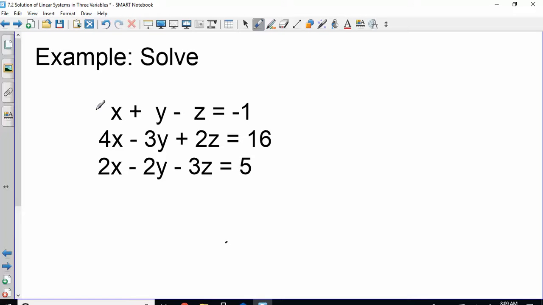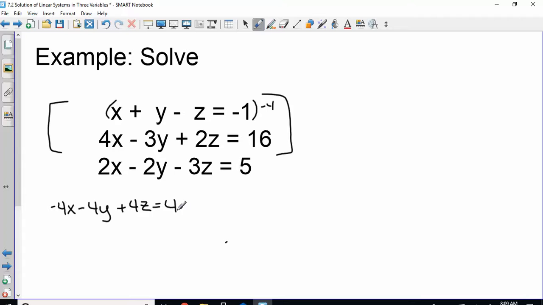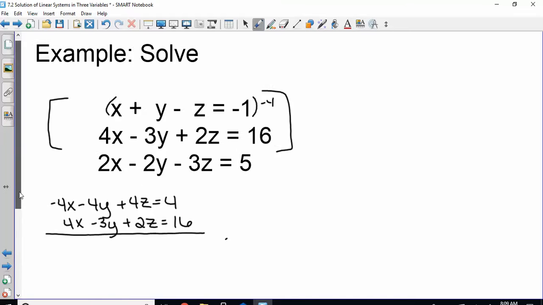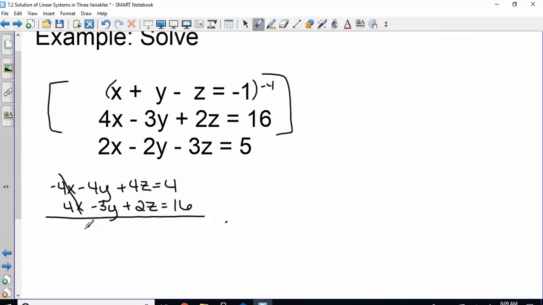So for instance, let's start with the first 2 equations. If I just wanted to look at those 2, if I want to eliminate the x, what would I have to do? Okay, so the first one times -4. Add those together, my x's drop, so I have -7y plus 6z equals 20.